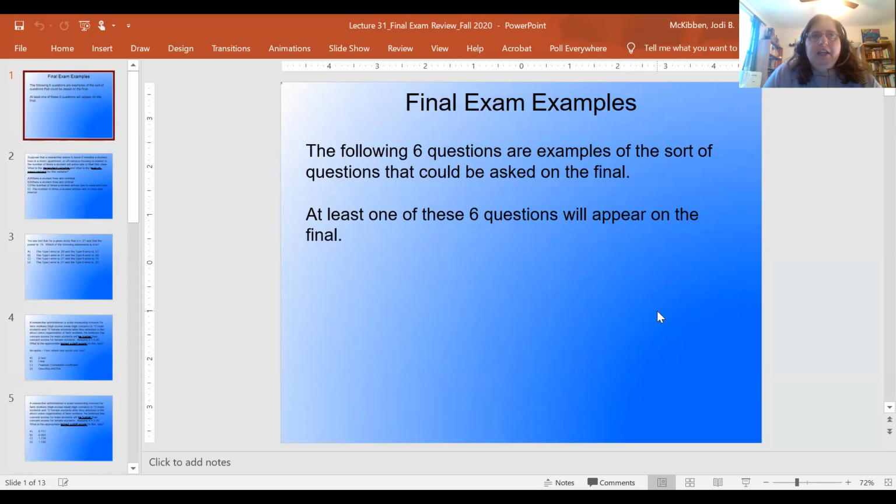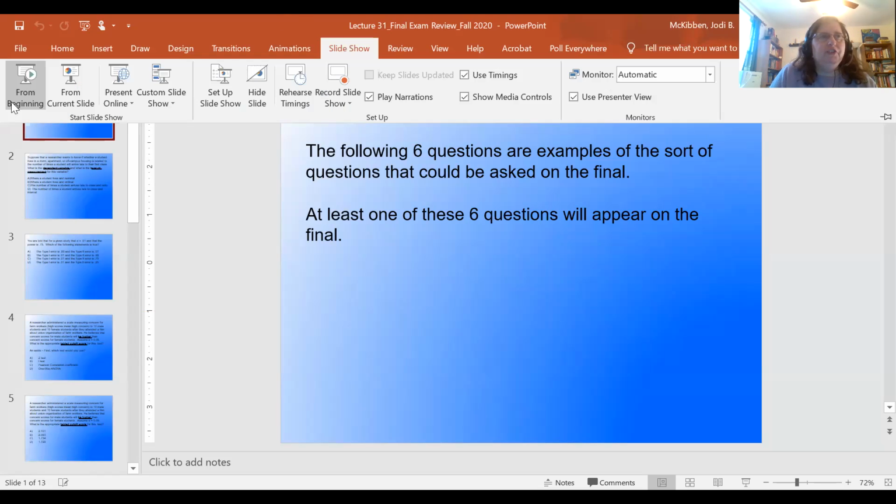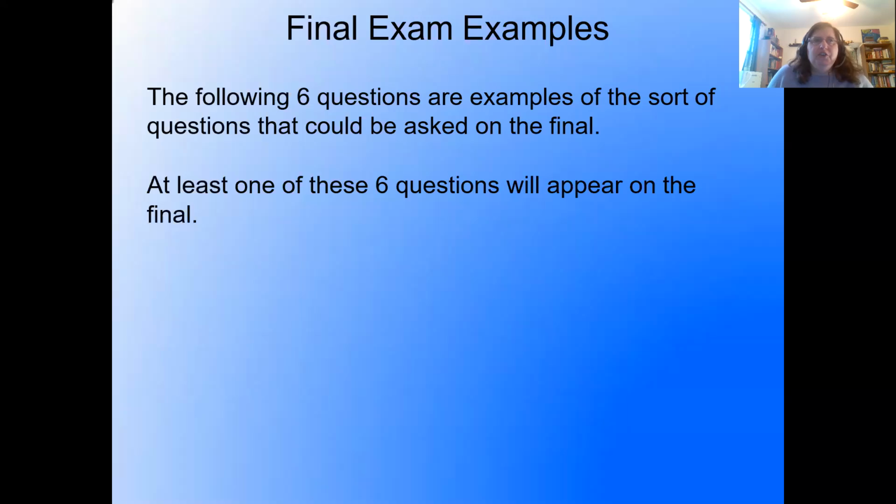So I'm going to jump right in here with the slideshow and tell you that we're going to have 6 questions this time. And these are examples of the sort of questions that could be asked on the final. At least one of these 6 questions will appear on the final. Answer choices may be in a different order, but the question will appear as is. Okay.